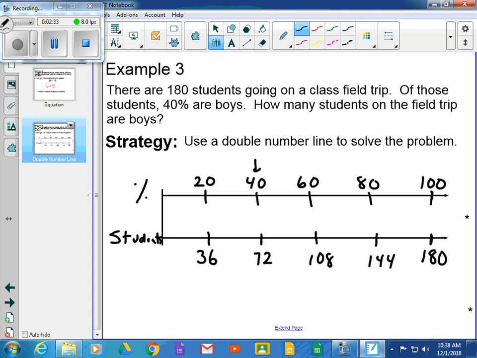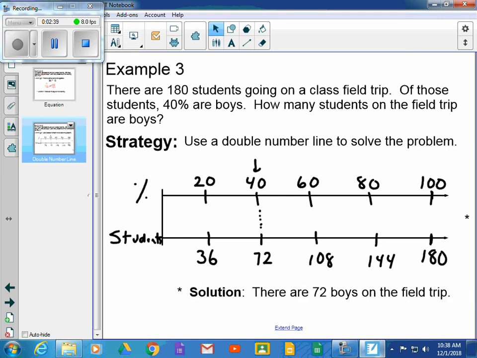Finally, I go back to 40% and I see what matches up with it. That's a 72. And I get the same exact answer. There are 72 boys on the field trip.